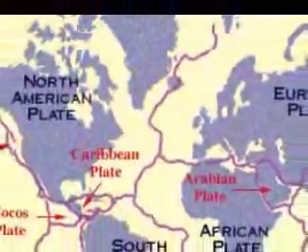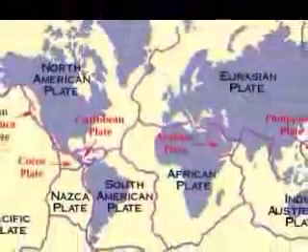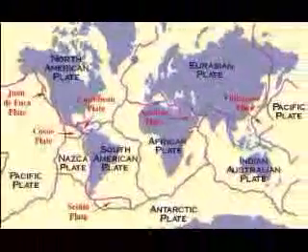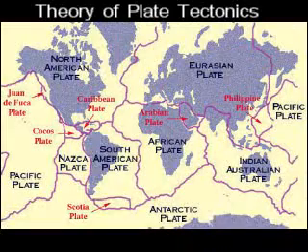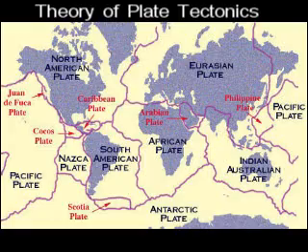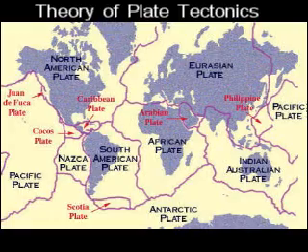Then, in the 1960s, researchers made a discovery that transformed our understanding of the Earth and its geological history. The theory of plate tectonics concludes that we live on pieces of crust floating on partially melted rock as they drift around the Earth's surface.